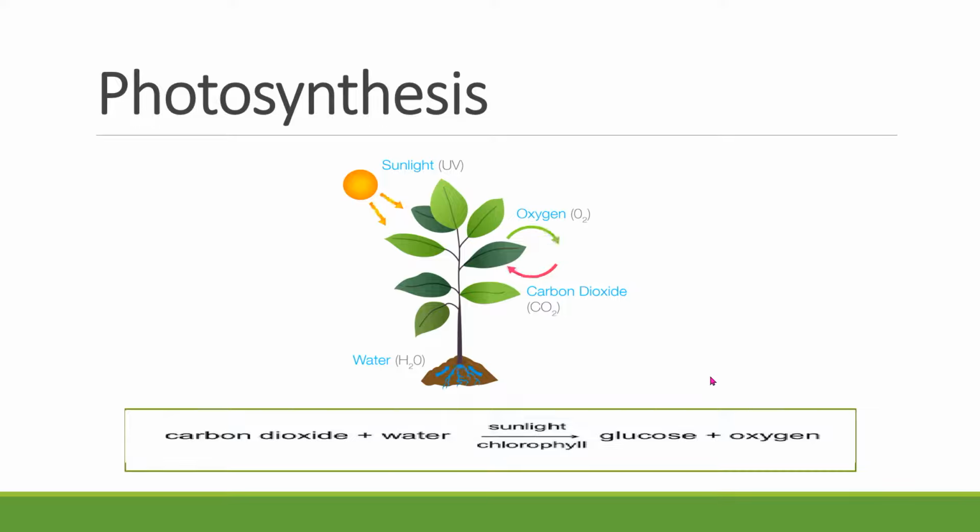The things which are essential for this process are carbon dioxide, which is present in the environment, water, that is absorbed by the roots of the plant, sunlight, and chlorophyll. They combine together to form glucose or starch, and during this process, oxygen is released.